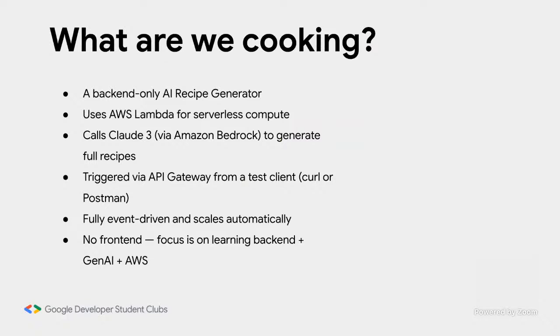And what are we cooking? The title is pretty cool. It's basically a backend-only AI recipe generator. We're going to use AWS Lambda for serverless compute, which calls Claude 3, and it's going to get triggered via API Gateway. It's basically fully event-driven and scales automatically, as I talked about.